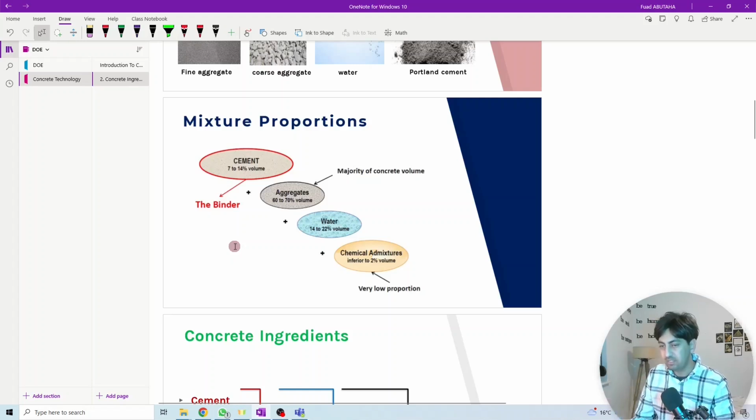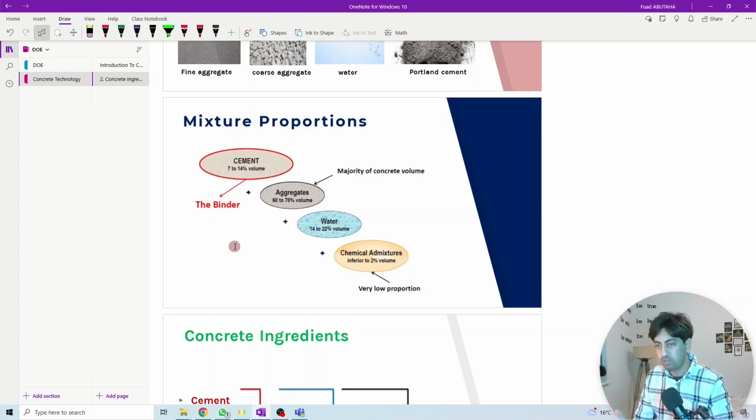We might get concrete with 30 megapascal compressive strength. The mix proportion for 30 megapascal will be different from the mix proportion for concrete with 40 or 50 megapascal compressive strength. So the mix proportions, the ratios between the cement, aggregate, and water, differ from one compressive strength to another, depending on your target compressive strength.